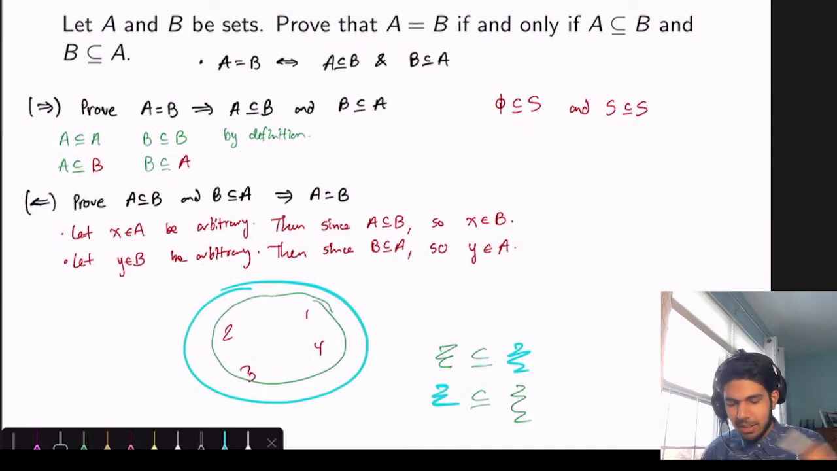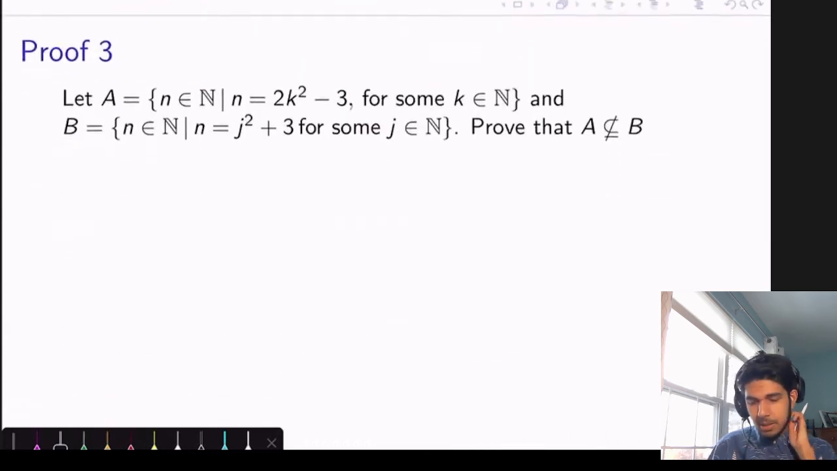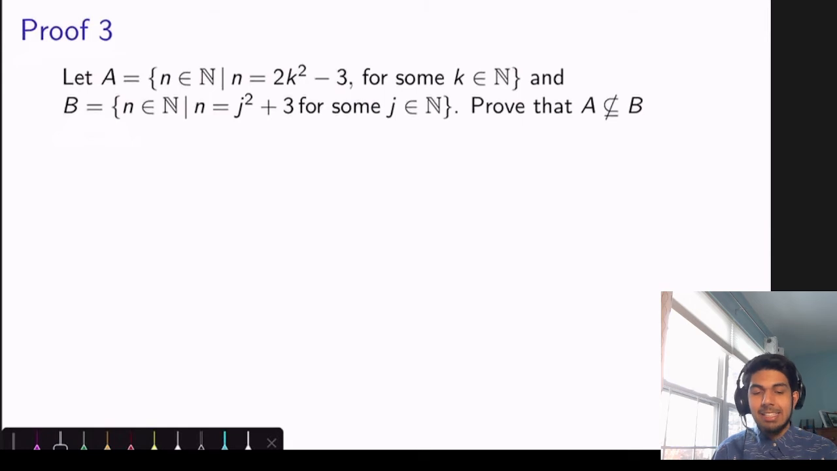And then another important thing we learned is that when we do subsets, it's nice to take an arbitrary element of one set, typically the set on the left side, and see what we can say about its membership in the other set. All right, let's move onwards. So we have some sets A and B defined with some math, and we're going to show that A is not a subset of B.